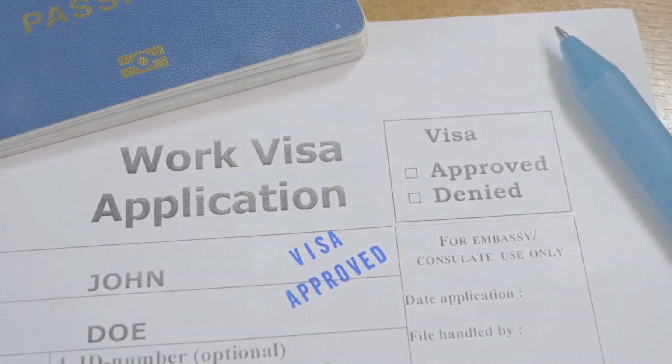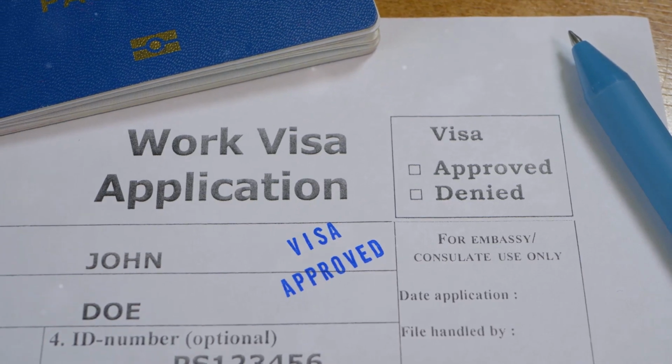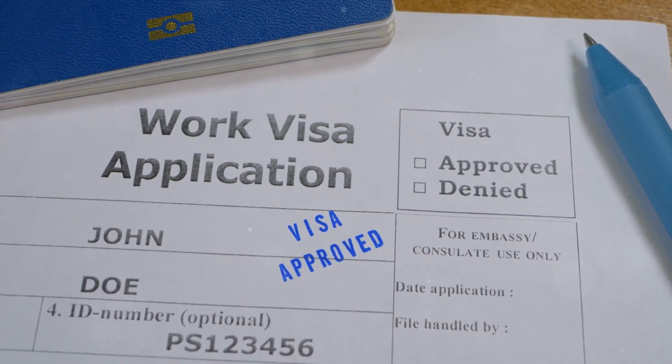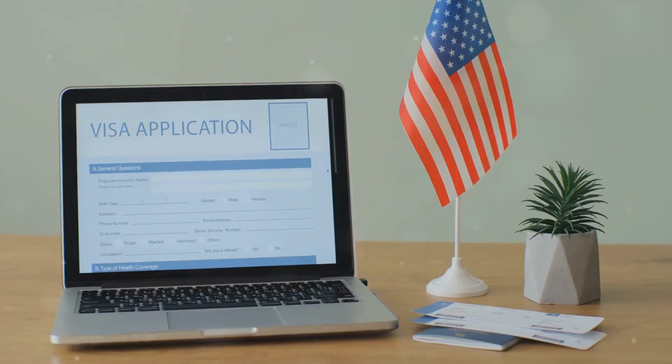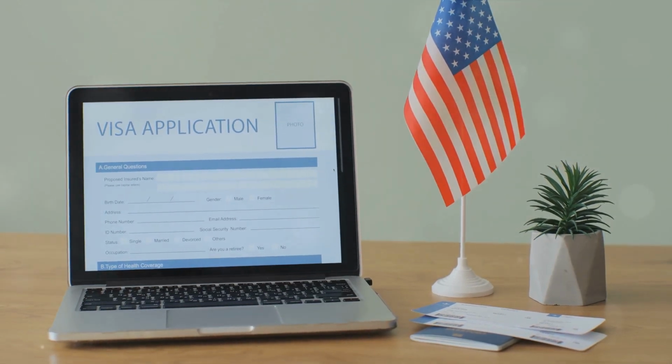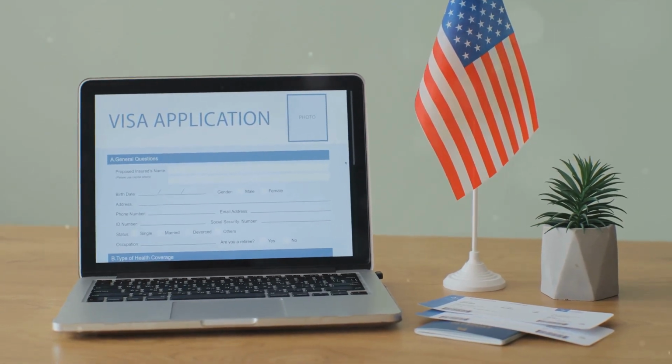Firstly, for those seeking a permanent stay, the process for an immigrant visa begins with a petition, which is typically filed by a relative or employer in the US. After the petition is approved, an application can be submitted to the National Visa Center. This process involves a series of steps, including completing an application form, gathering the necessary documentation, undergoing a medical examination, and attending an interview at the US Embassy or consulate.